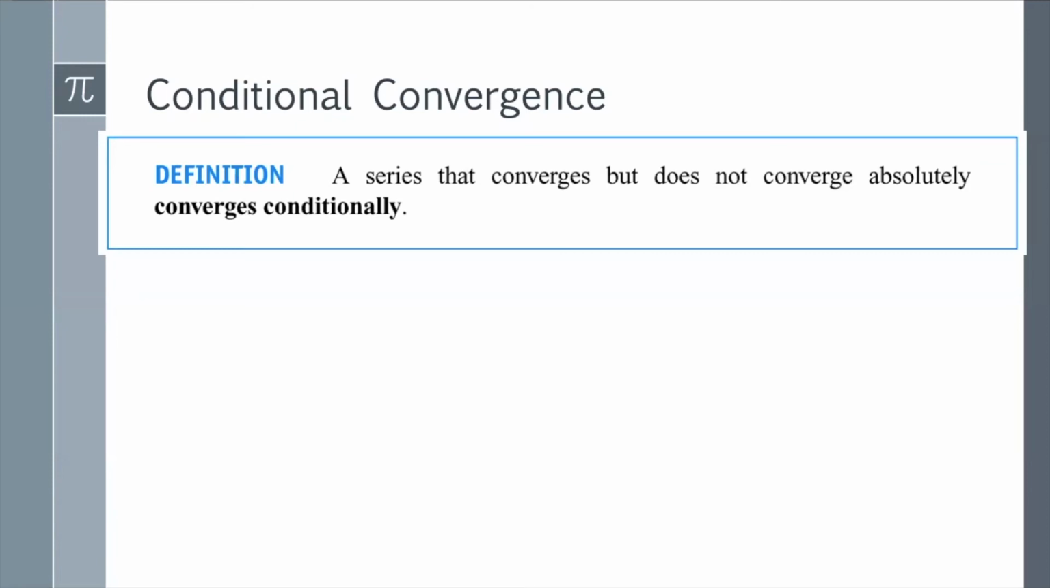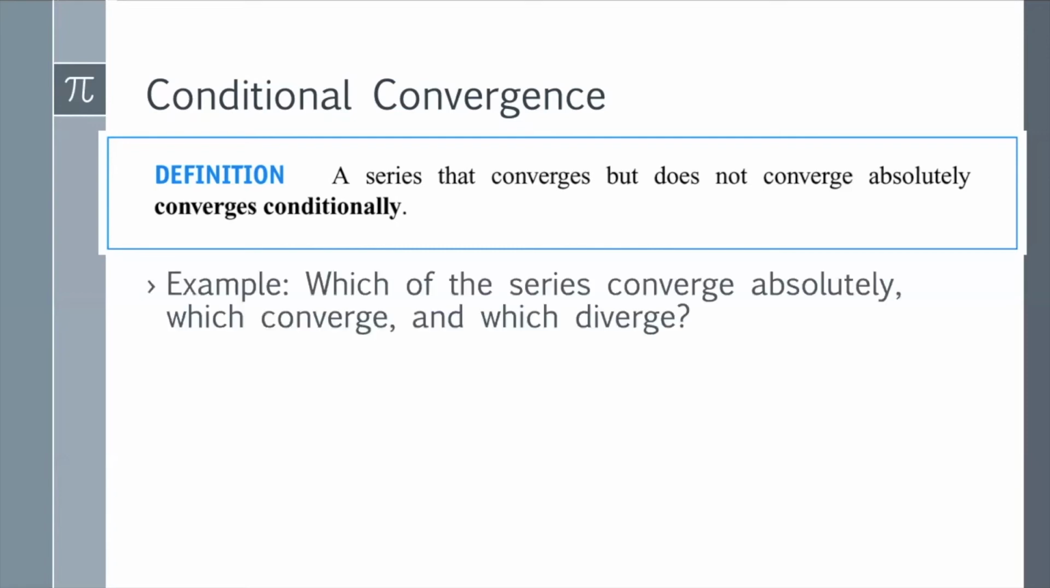All right, so that brings us to conditional convergence. A series that converges but does not converge absolutely is called conditionally convergent. We say that it converges conditionally. And conditionally convergent series have some interesting properties that we'll talk about here in a little bit.